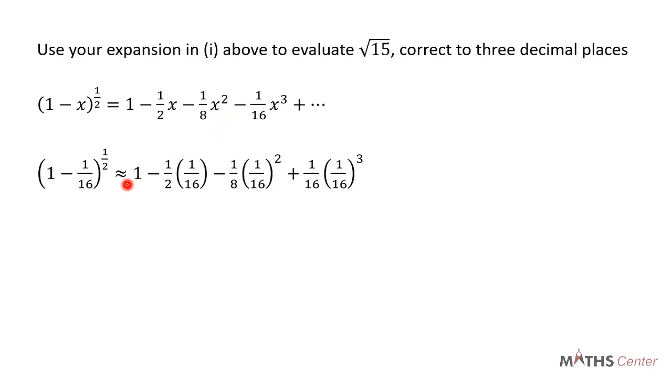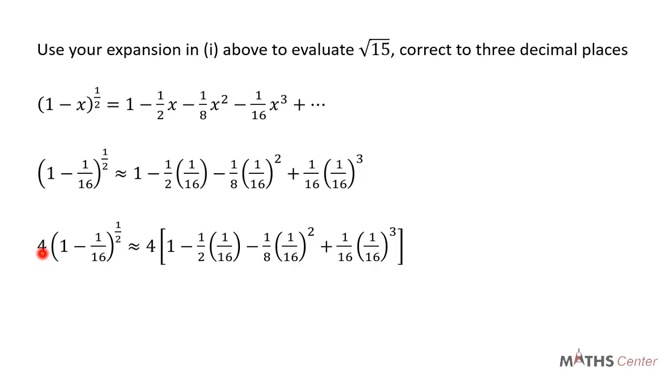When we do that, we are going to have the approximate value of (1 - 1/16)^(1/2) to be 1 minus half times 1/16, minus 1/8 times (1/16) squared, plus 1/16 times (1/16) cubed.